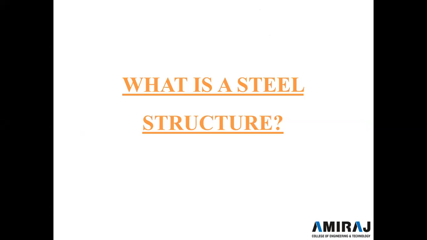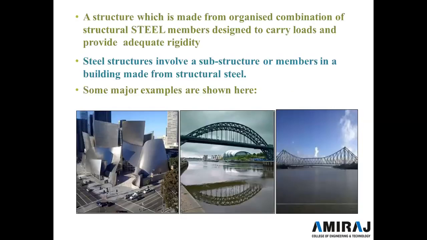So, what are these types of connection? And these are basically steel members, right? So, we start with the question: what is the meaning of steel structure? A structure which is made from an organized combination of structural steel members designed to carry loads and provide adequate rigidity, right? So steel structures involve a substructure or members in a building made from structural steel, right?